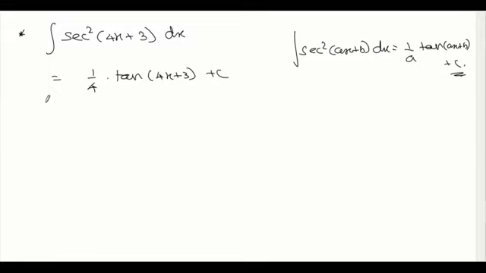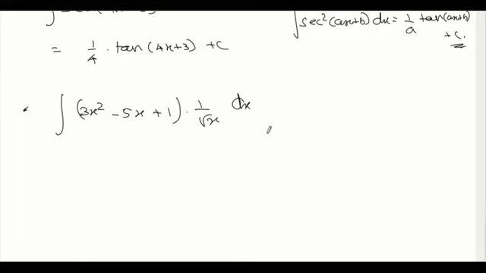Then integral 3x square minus 5x plus 1 into 1 by root x dx. Don't get any confusion when root x comes. You have to divide. So 3x square by root x minus 5x by root x plus 1 by root x dx. So now we just divide it.